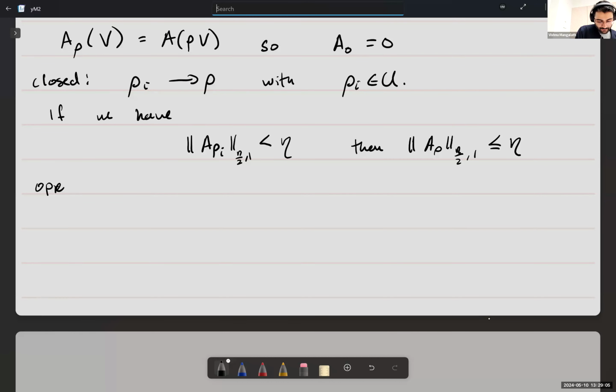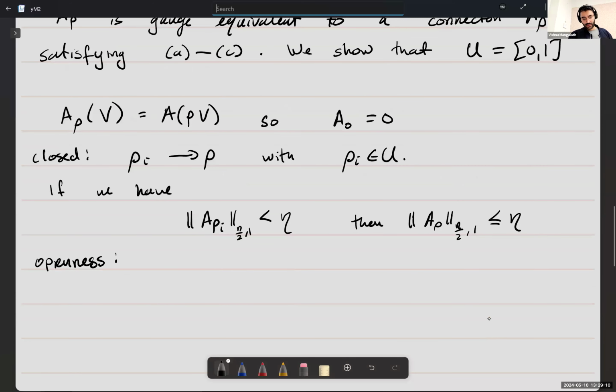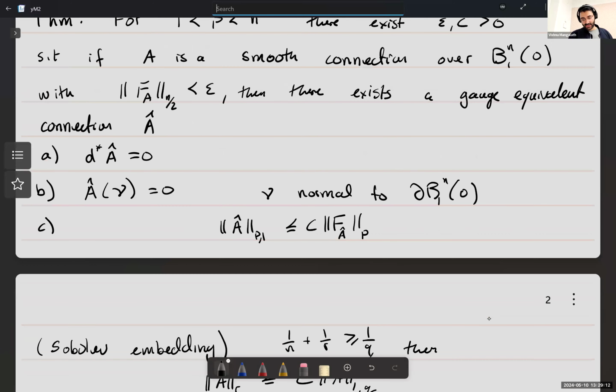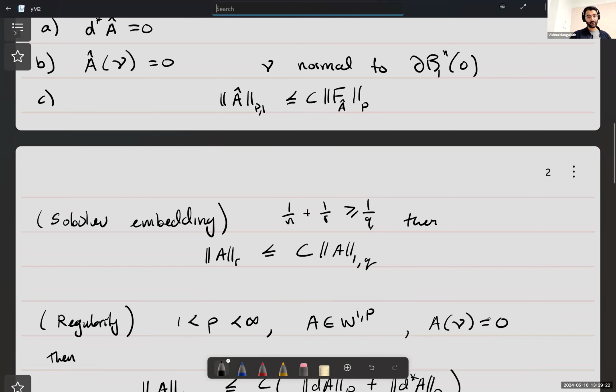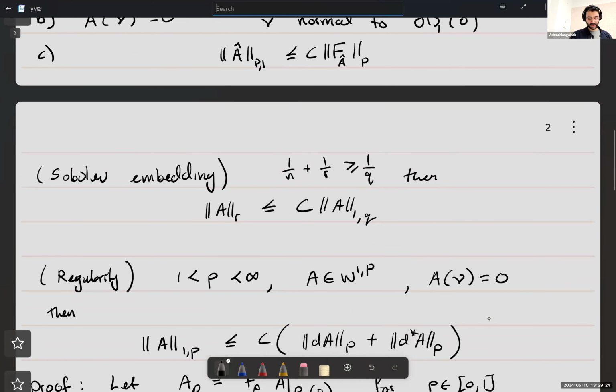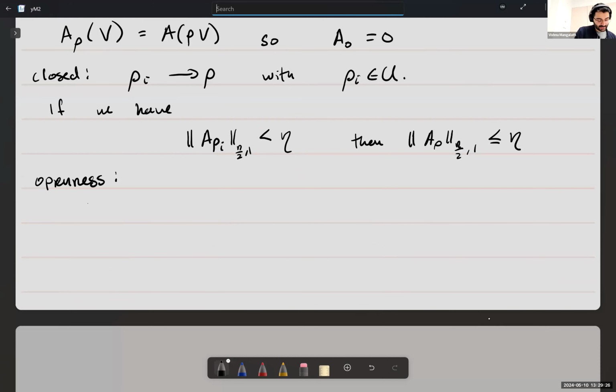Okay, so openness. This condition C is a closed condition. So what we're going to do is try to replace it with an open condition. We're actually going to prove that it's an open condition, but let's do it as follows. Assume that our norm A, n on 2 comma 1, is bounded by eta.